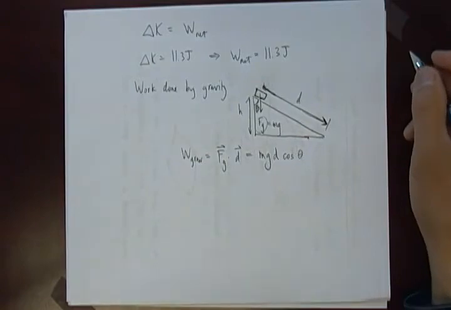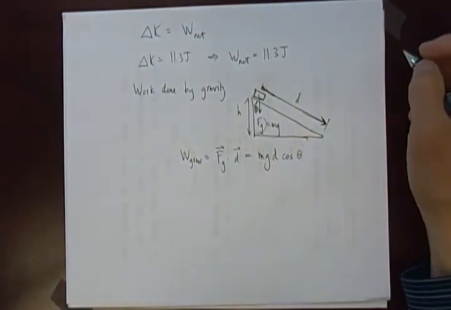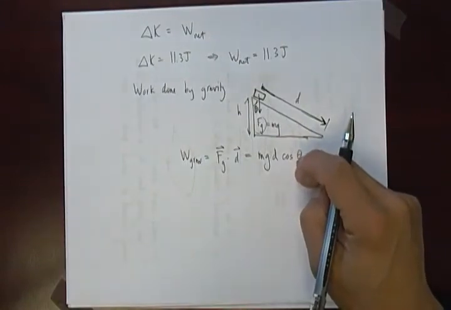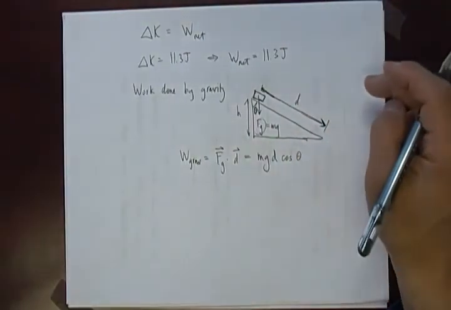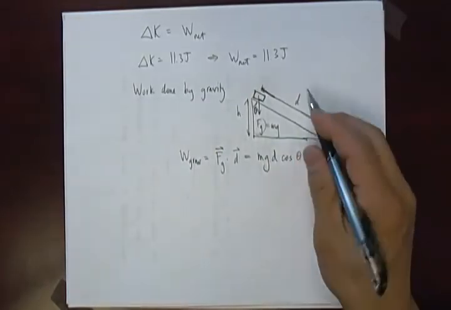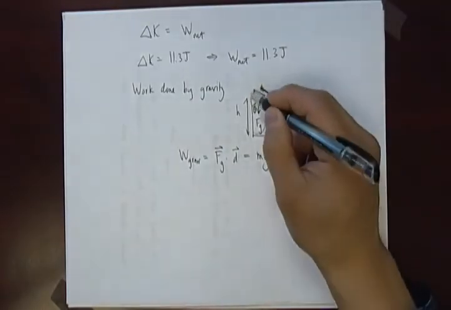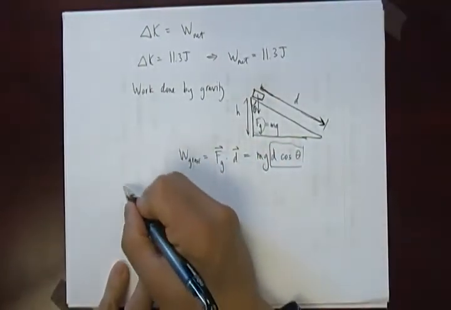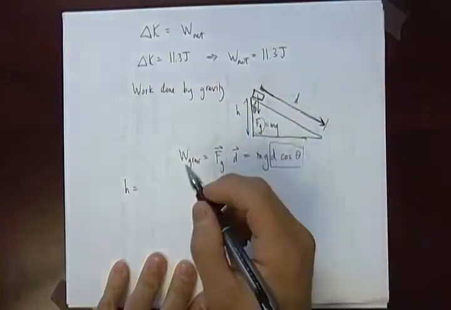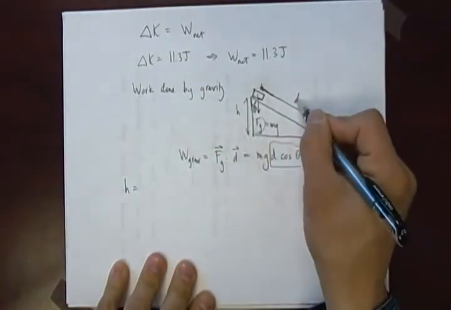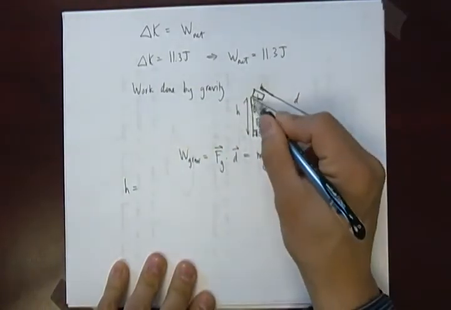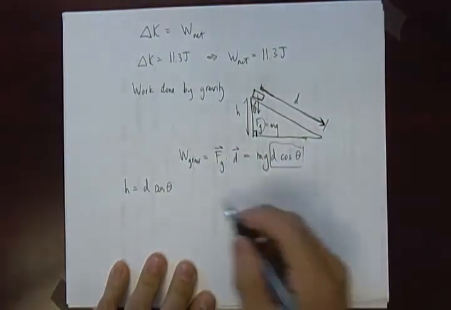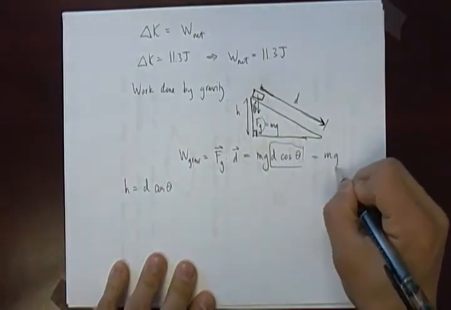Now you might be worried because they didn't say what theta was. In fact, they didn't even tell you what d was, so you're kind of in trouble both ways. However, they did tell you how high this slide is. So this h, that's actually what they told you. h is the height, and this is a right triangle, so it is related to the hypotenuse d times the cosine of theta. So that's actually mgh.